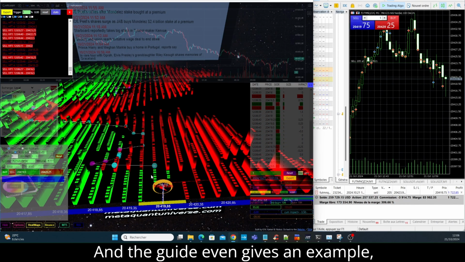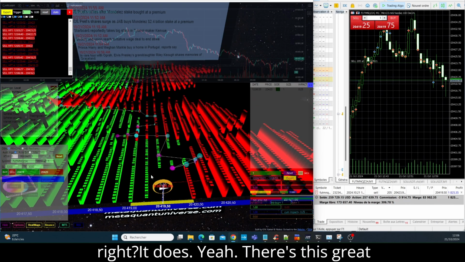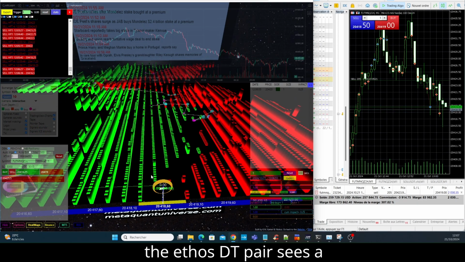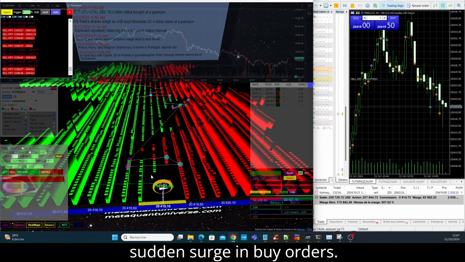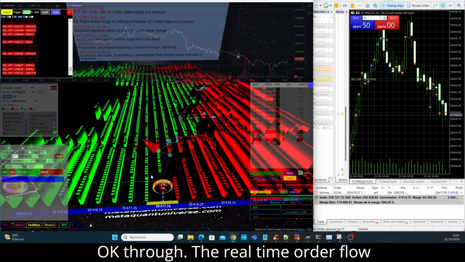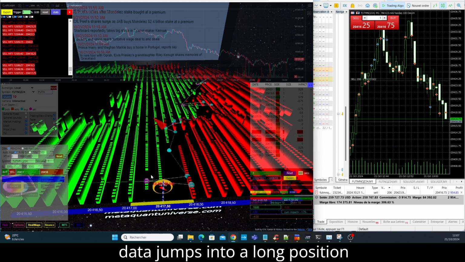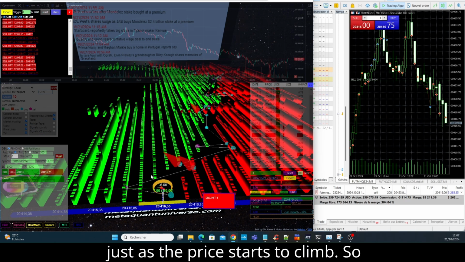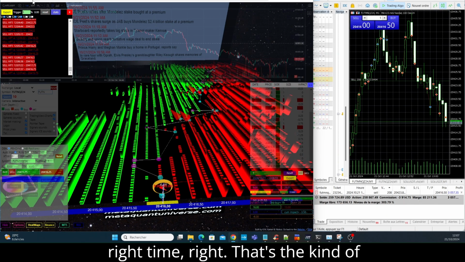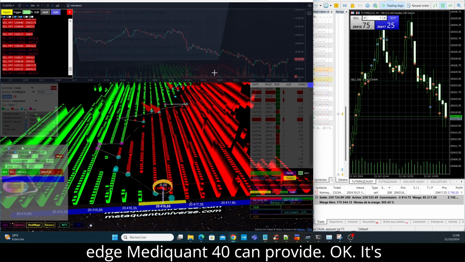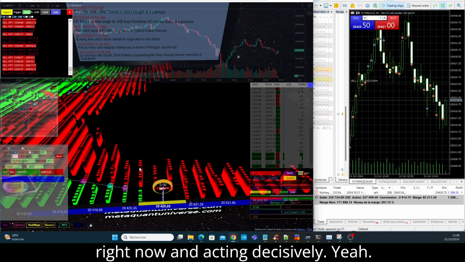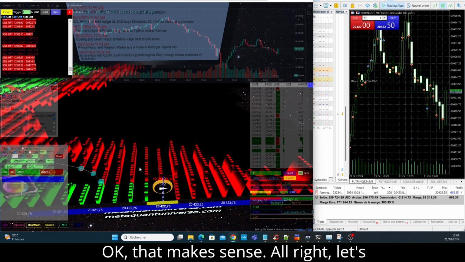And the guide even gives an example, right? It does. There's this great example where a trader is watching the ETHUSDT pair, sees a sudden surge in buy orders through the real-time order flow data, and jumps into a long position just as the price starts to climb. So talk about being in the right place at the right time. That's the kind of edge MetaQuant 4D can provide. It's not about predicting the future. It's about understanding what's happening right now and acting decisively. That makes sense.